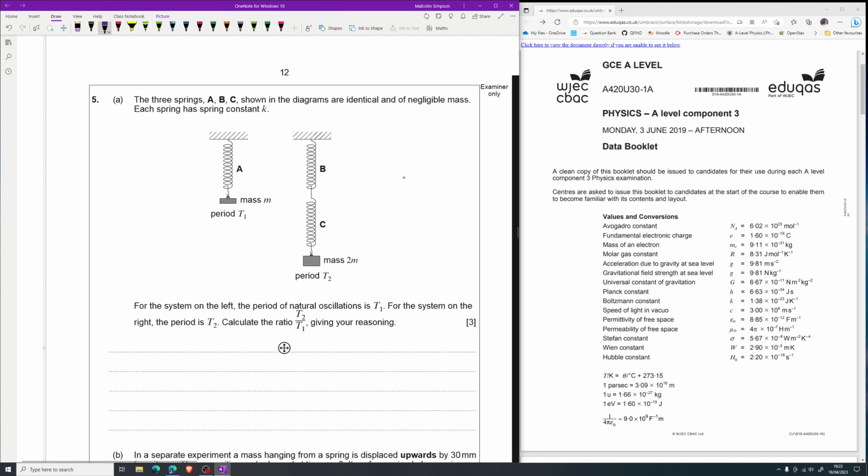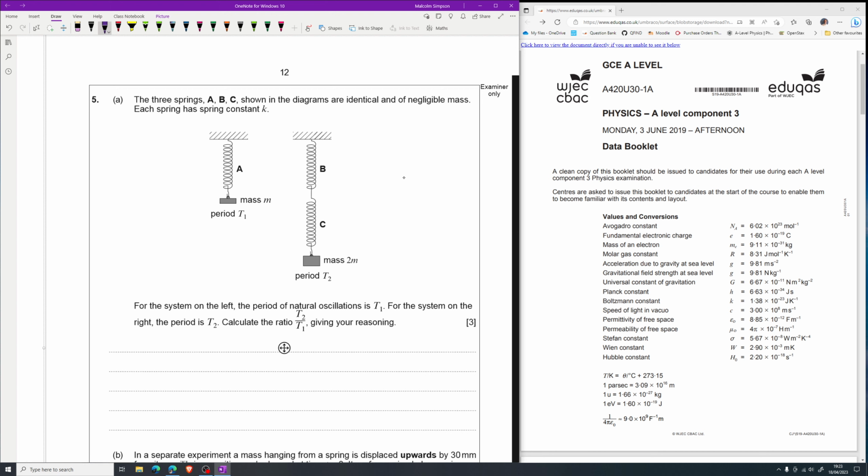Right, this is question 5. And we've got a mass on a spring, a classic sort of SHM setup. The 3 springs are identical. Okay, and this setup with a single mass on a single spring, this setup with 2 masses on 2 springs. On the left, T1 is the time period for oscillations, and T2 is the one on the right, and we're after the ratio.